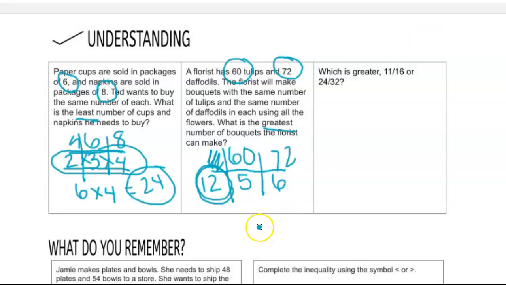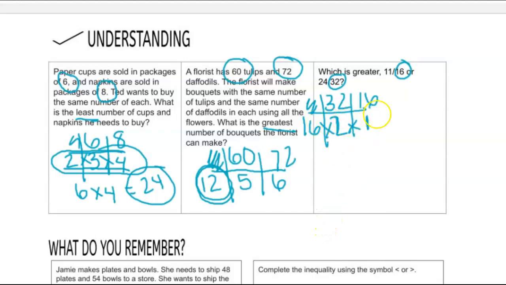Then the last one, which is greater, 11/16 or 24/32? Now, both of these are over 1/2, so let's take a look at our denominators, which are 32 and 16. So 32 and 16. I know 16 goes into 32 twice. And 16 goes into 16 once. So 16 times 2 is 32. So we need to get the bottoms to be 32.